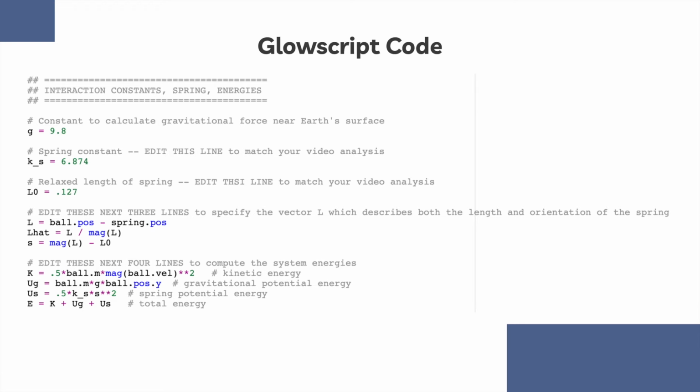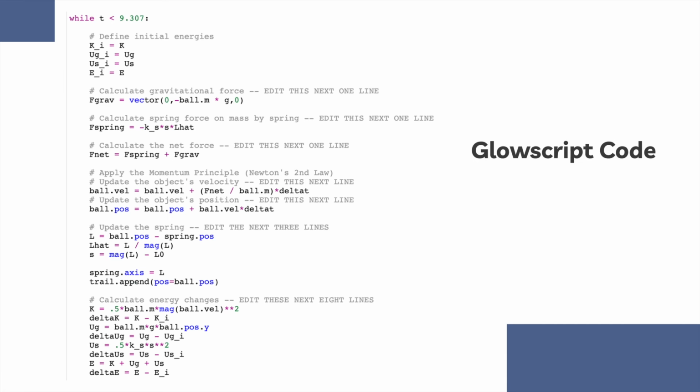I then adjusted the equation for L, which is the length of the spring, and L hat, which is the direction of the spring, and S, which is the amount of distance that the spring is stretched or compressed. I then put in the equations for kinetic energy, gravitational potential energy, and spring potential energy. I then added the 3 together in order to get total energy.